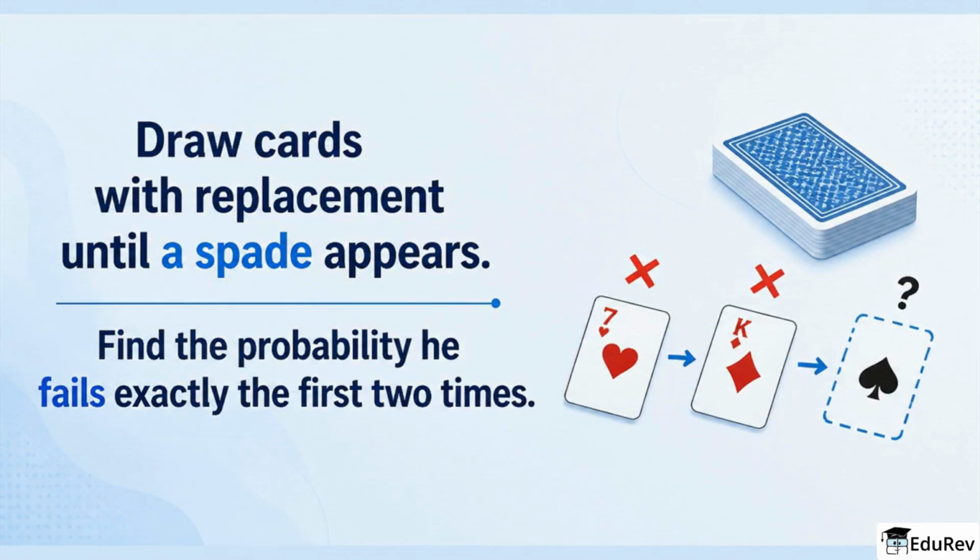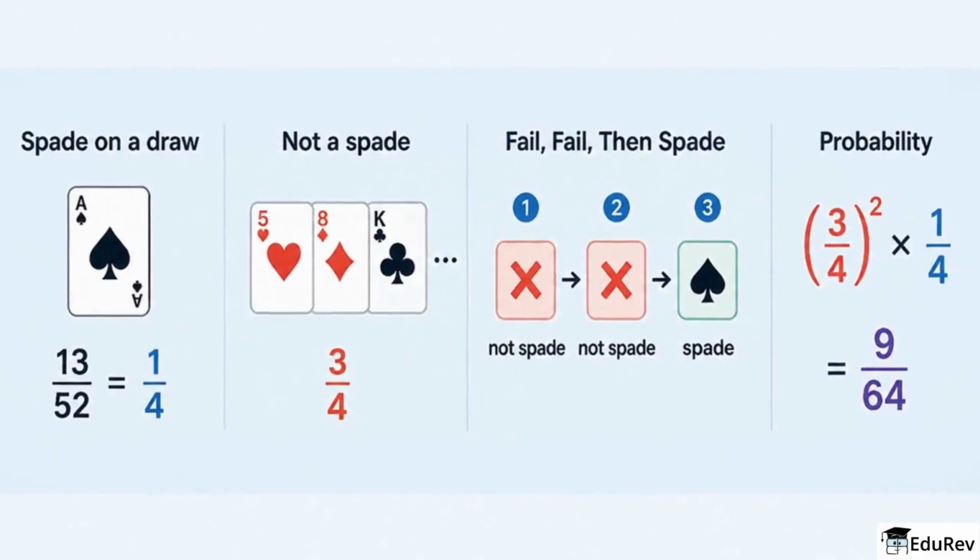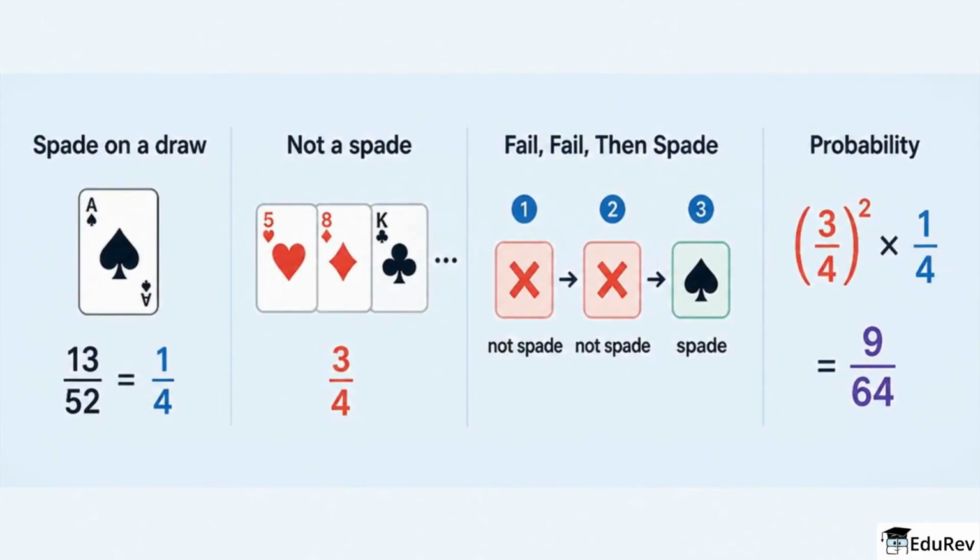Question number 3 asks, drawing a card with replacement until a spade appears, find the probability he fails exactly the first 2 times. Spade chance is 13 divided by 52 equals 1 quarter. Failure chance is 3 quarters. So failing first 2 and succeeding third has probability the quantity 3 quarters squared times 1 quarter, which equals 9 divided by 64.